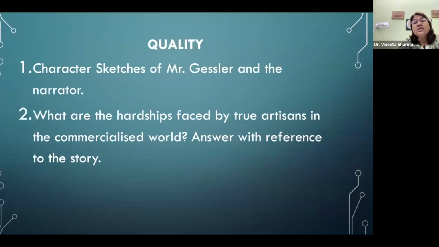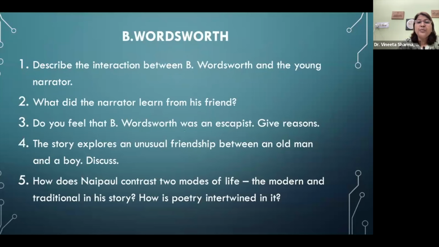All right. Next is Quality. These are the two things which are mainly prevalent in the story. One is the character sketches, which you need to prepare for Mr. Gessler as well as the narrator. Two characters are there. Then, what are the hardships faced by the true artisans in the commercialized world? Answer with reference to the story.